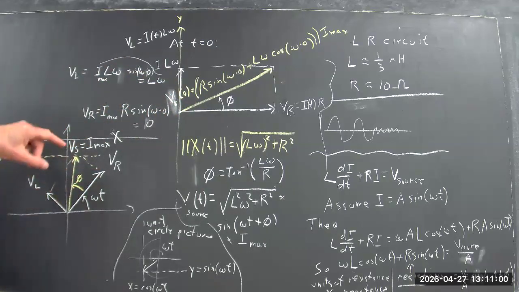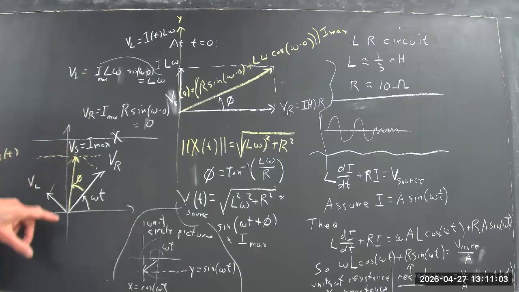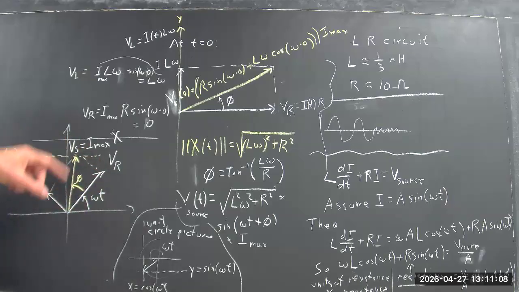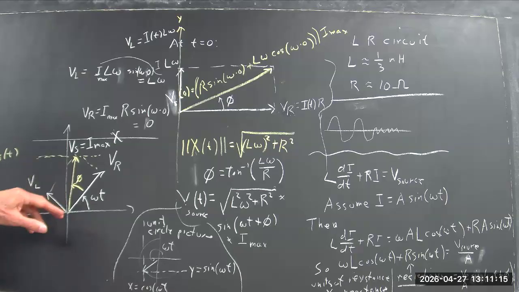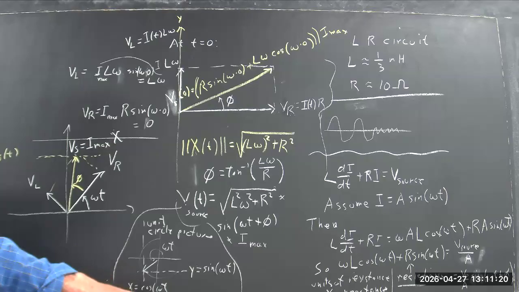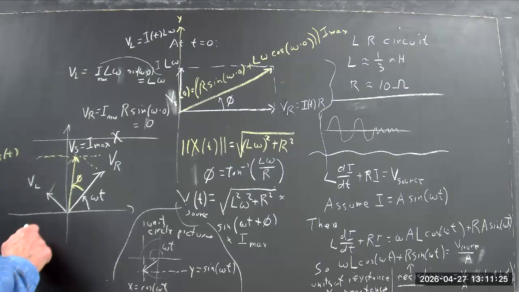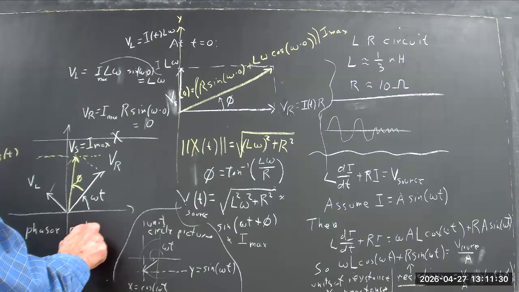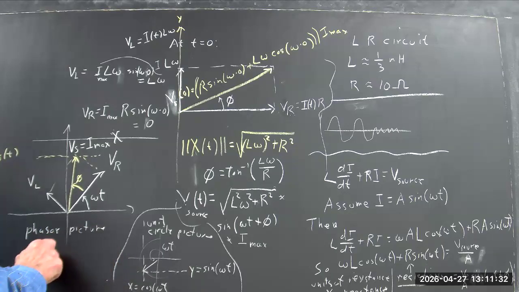And you keep rotating around, what happens to the voltage of the source? Well, it keeps going around here in phase space, but the actual voltage is the y coordinate because we're doing a sine. And the actual voltage is going up and down here. Okay, that's the phasor picture for RL.